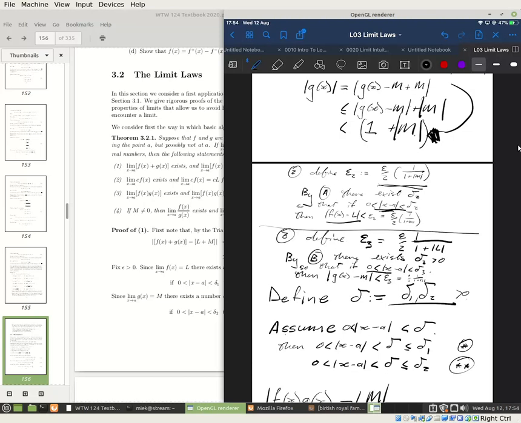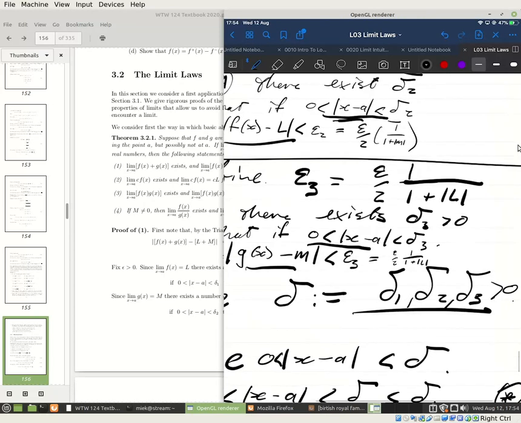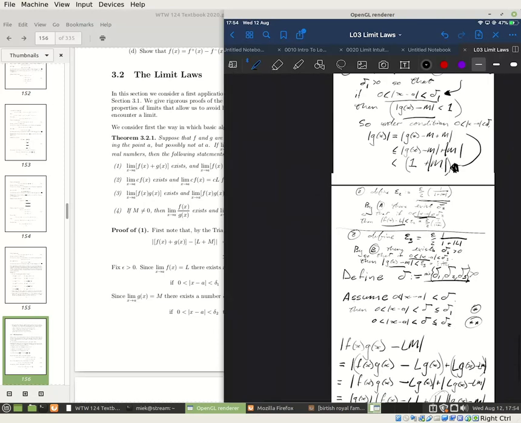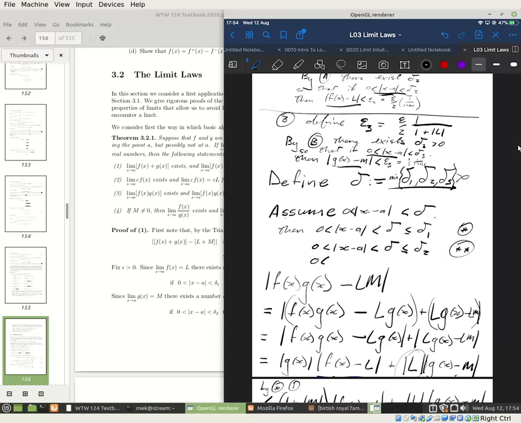So under this condition, we get what we want. So we got to bake in a delta 3 into our delta. Take the minimum of all of these. Since we take the minimum of all of them, we get the following. If we assume that, but delta is constructed to be smaller than all of them because we are taking the minimum. So delta is less than delta 1, delta is less than delta 2, delta is less than delta 3.